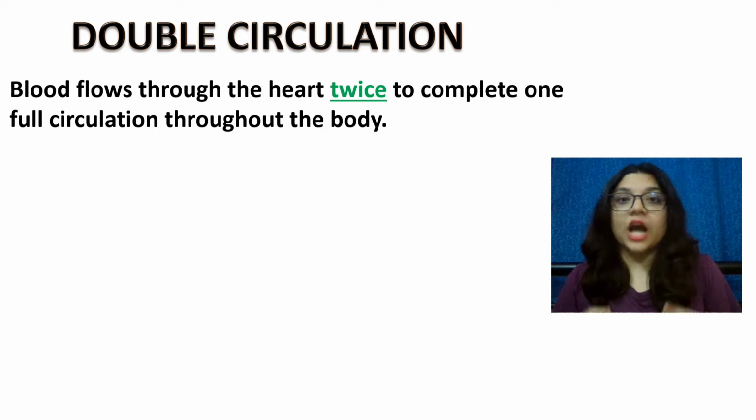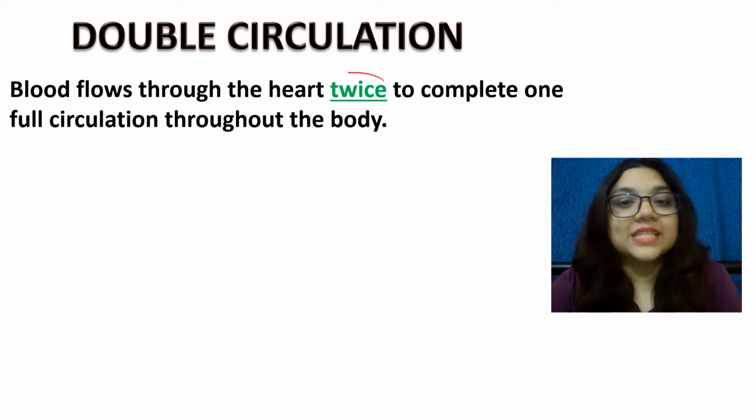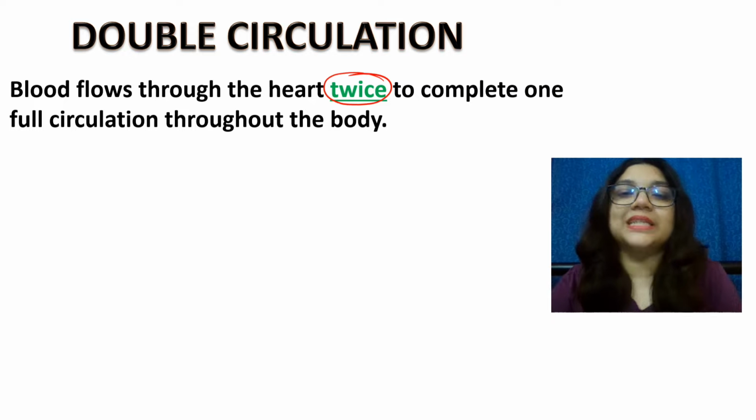Blood flows through the heart twice to complete one full circulation of the body. And since it flows twice, we call it double circulation. So what are the two routes?